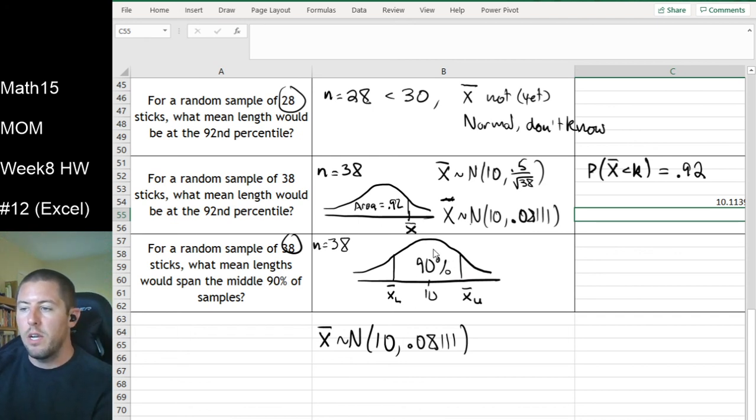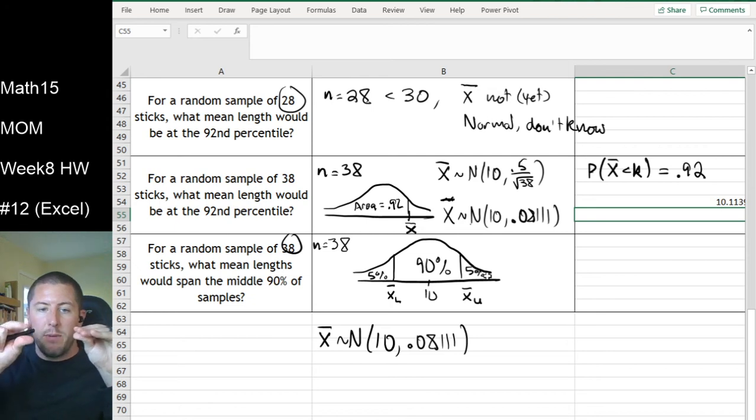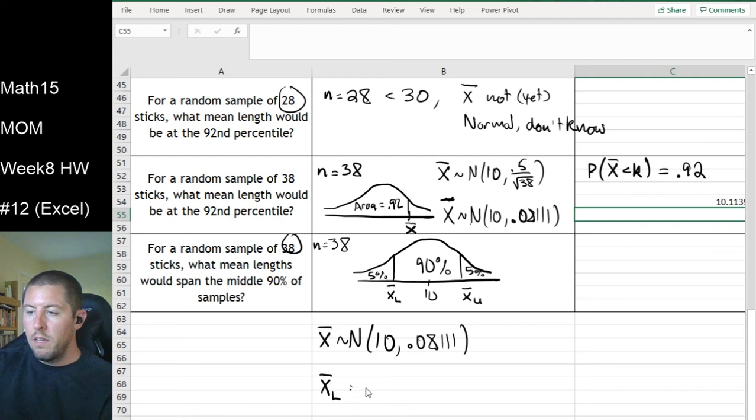And so you should notice here with the middle 90%, that has to mean that there is 5% in each of our tails. All right? I'm taking the remaining 10% and splitting it up symmetrically into my two tails. So I have a 5% tail, a 5% tail, and a middle 90% to make the entire 100%. So we should notice here that x bar sub L, there is 5% of area to the left.